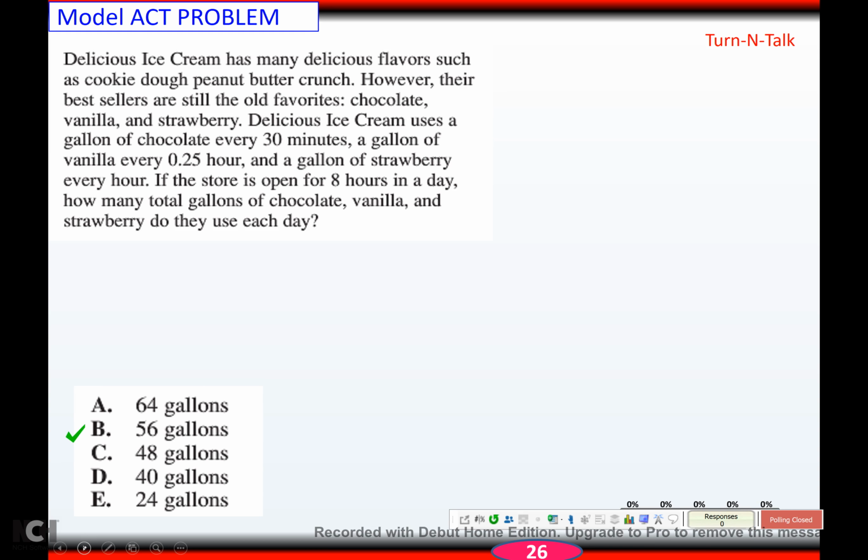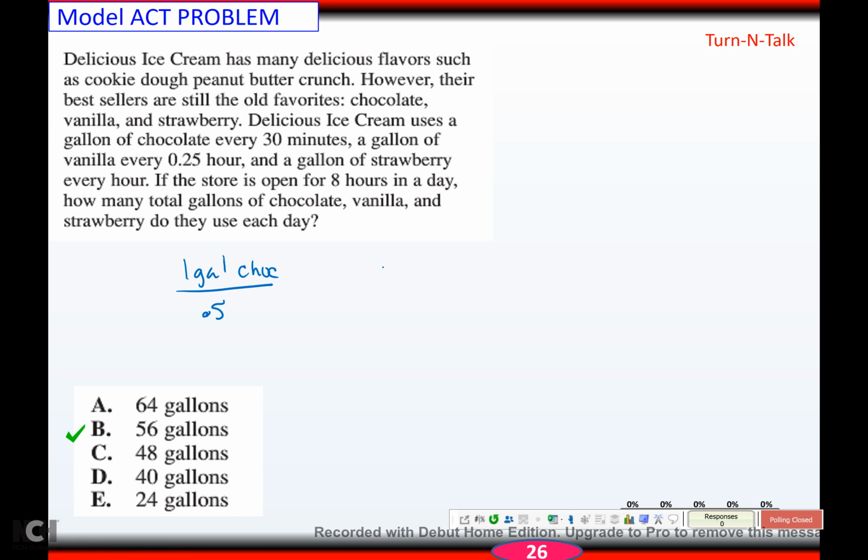Alright, and hopefully you got 56 gallons. So delicious ice cream has many delicious flavors, such as cookie dough, peanut butter crunch. However, the best sellers are still chocolate, vanilla, and strawberry. Delicious ice cream uses 1 gallon of chocolate every 30 minutes. So that's every half hour.